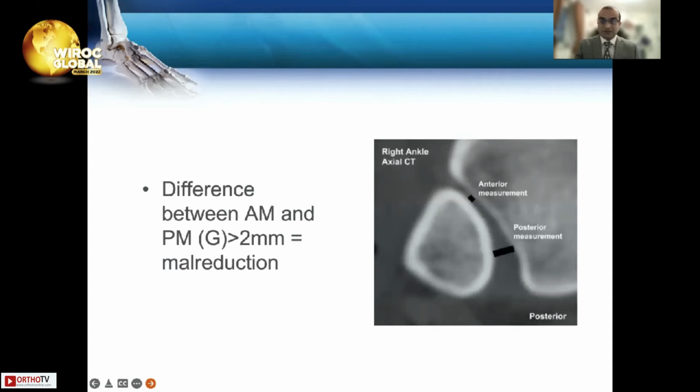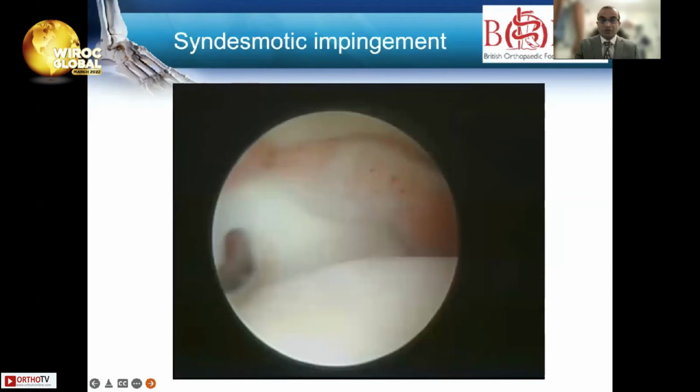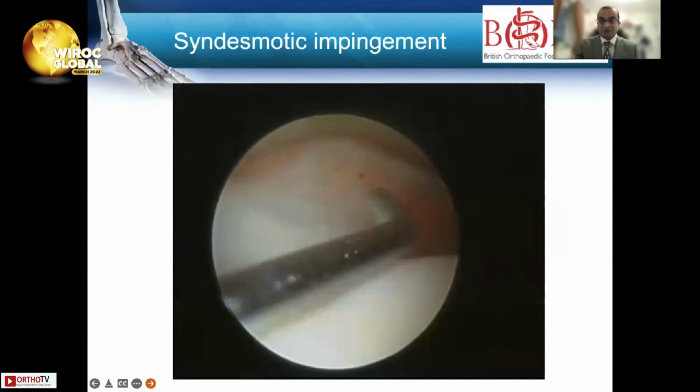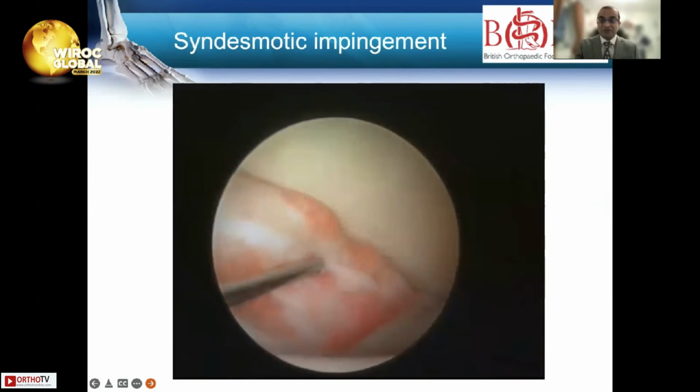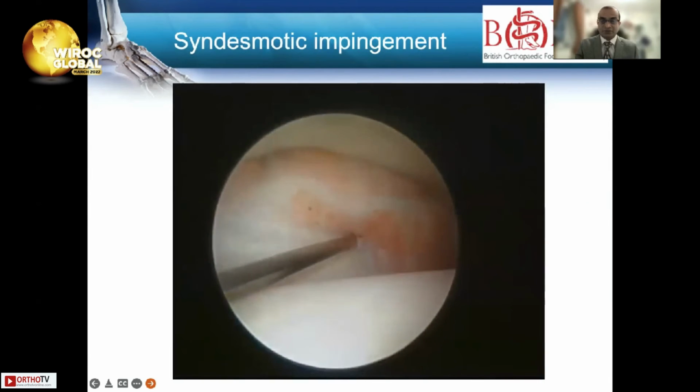You can use a CT scan where you can define the difference between the anterior and posterior measurement at the level of the syndesmosis, and we recommend doing bilateral ankle CTs so that you can have a normal side to compare with. You can use arthroscopy to assess the syndesmosis, where in such cases you will find a syndesmotic fringe, which is generally very inflamed in the region of the syndesmosis.